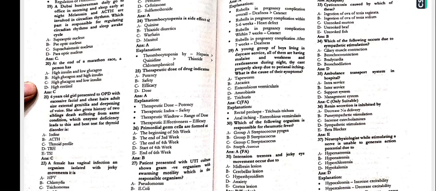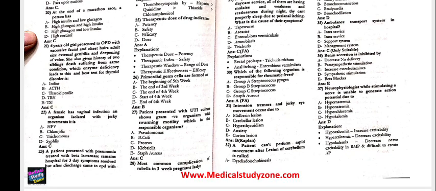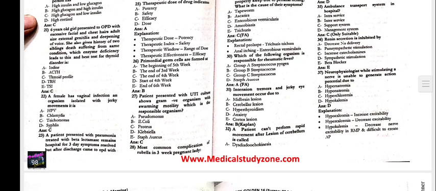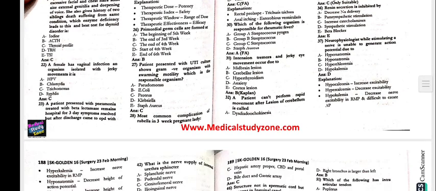35, the ambulance transport system in hospital is the support system. 36, renin secretion is inhibited by the beta blocker. 37, a neurophysiologist while stimulating a nerve is unable to generate an action potential. It is due to hypokalemia.